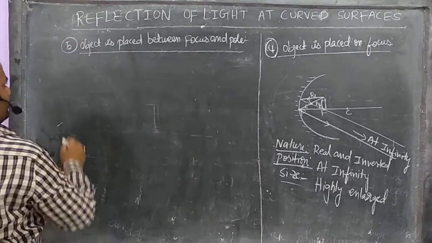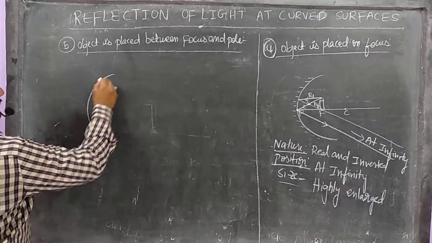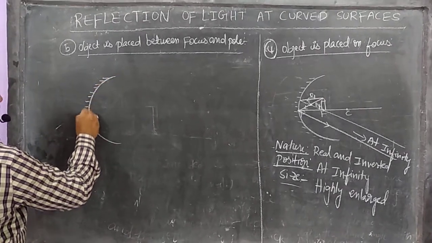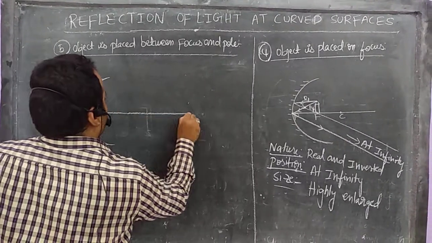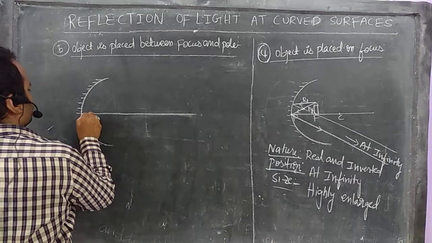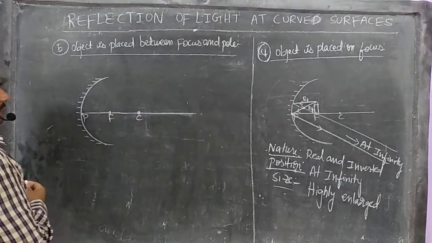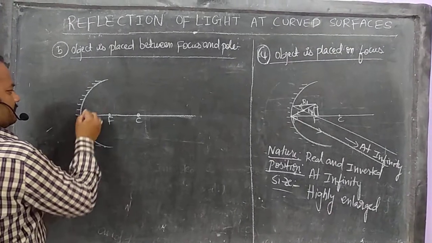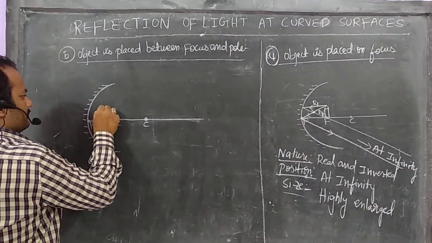Now, once again I will draw the concave mirror. This is a concave mirror. This is a hard surface. I draw the principal axis. This is the principal axis. Mention the terms: pole, focus, center of curvature. In the last case, what is the position? The position of the object is between focus and pole.